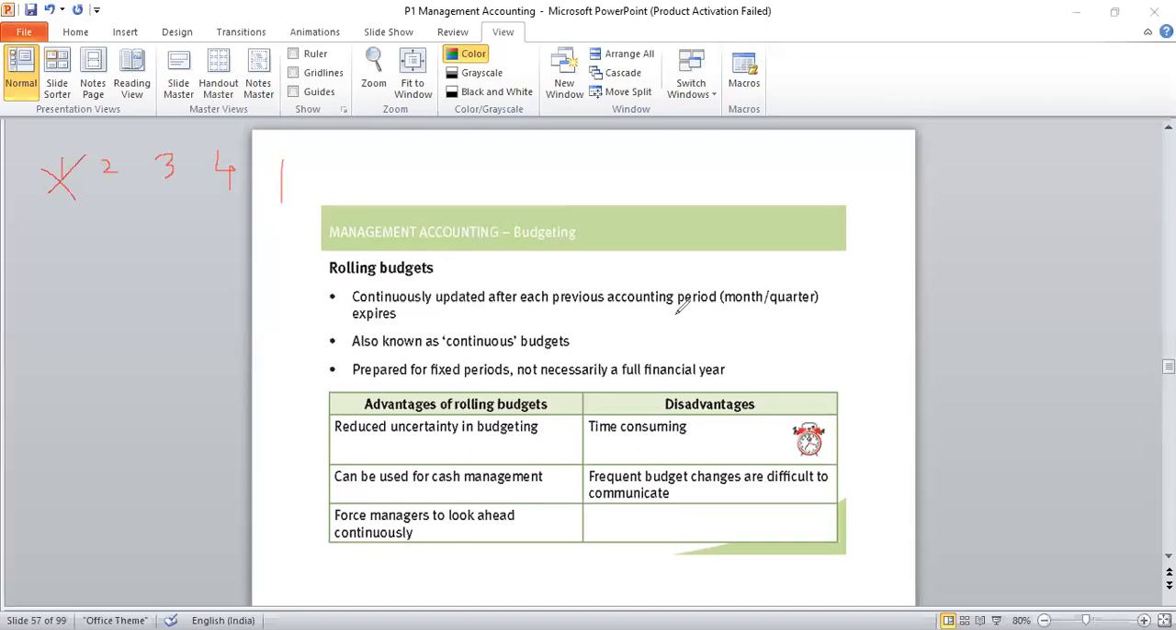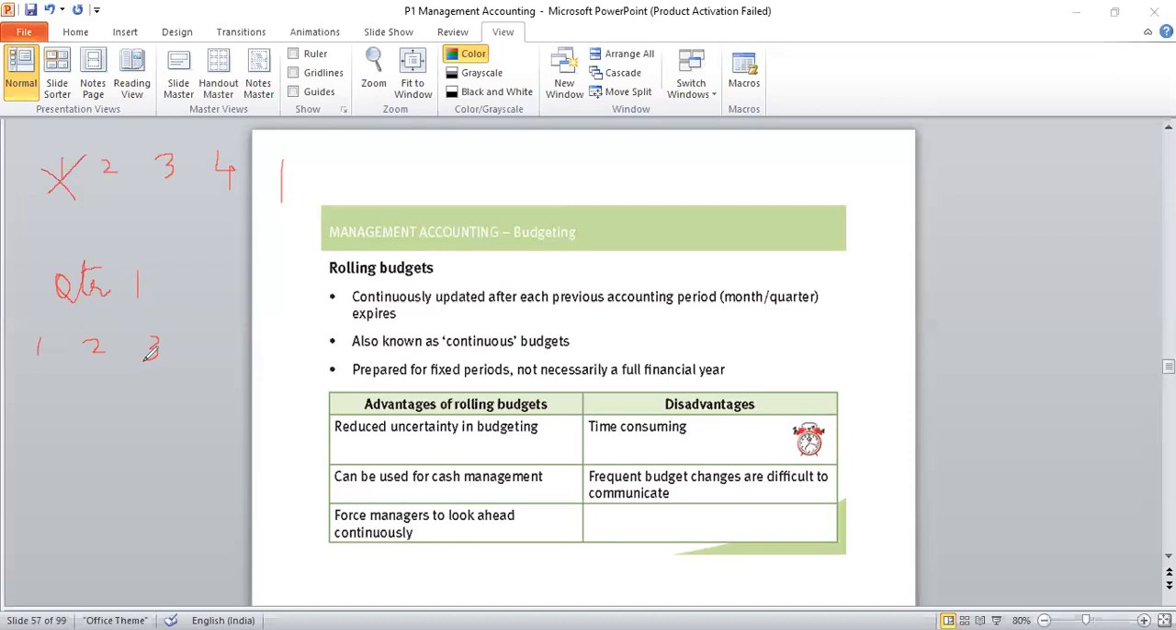These are prepared for fixed periods, not necessarily a full financial year. It could be as short as 1 quarter. In a quarter there are 3 months, so they can have the budget for the first month, second month, third month. There is nothing like one full financial year must be taken; there is no such rule. Whatever is their requirement, whatever time period they consider for which the budget should be prepared, they take into consideration accordingly. What are the advantages of rolling budget?